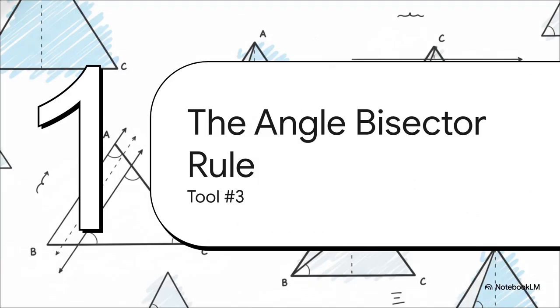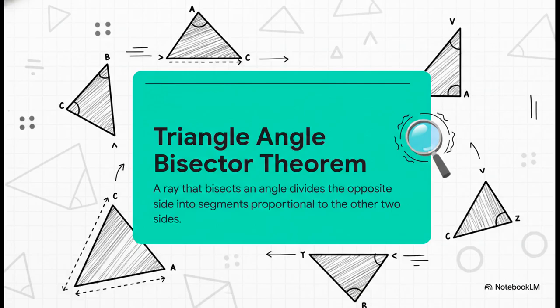All right, it is time for the third and final tool in our toolkit. Now this one's a little different. It's not about parallel lines at all. It's about what happens when you slice one of a triangle's angles perfectly in half. This is the triangle angle bisector theorem. Now, I know it sounds a little complicated, but the idea is actually really beautiful.